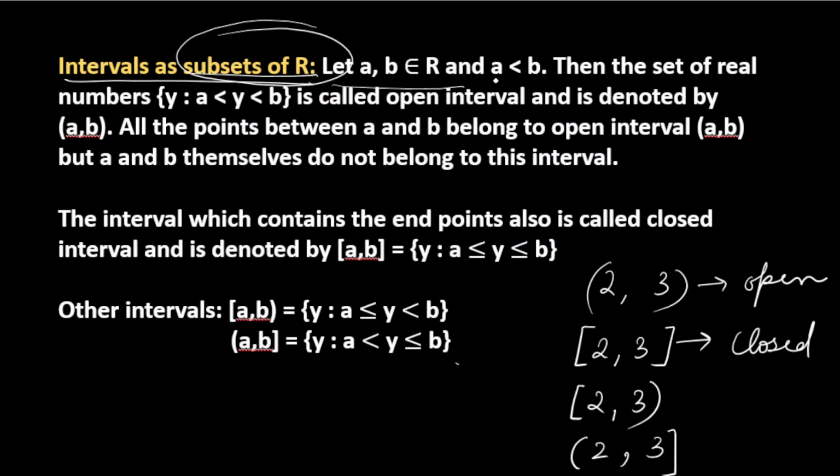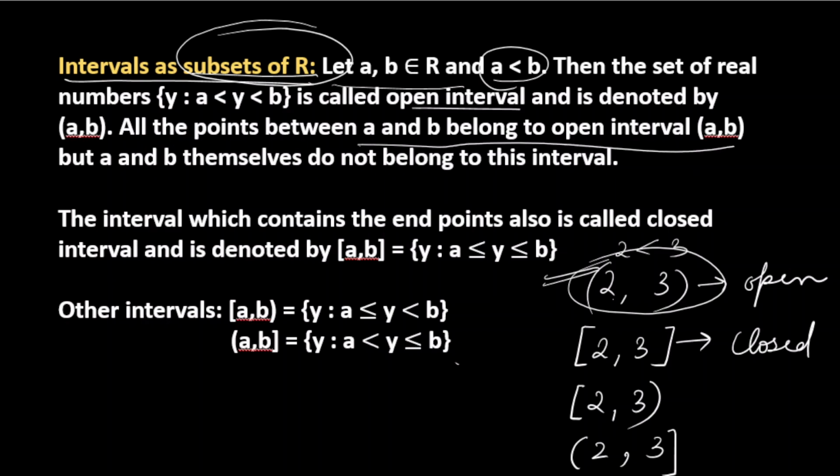Let a, b belong to real numbers and a is less than b. So you can compare, a is less than b, 2 is less than 3. Then the set of real numbers y such that y is greater than a and less than b is called open interval. Same thing I have explained to you. This interval is known as open interval, and it is denoted like this. All the points between a and b belong to this interval, but a and b themselves do not belong to this interval.